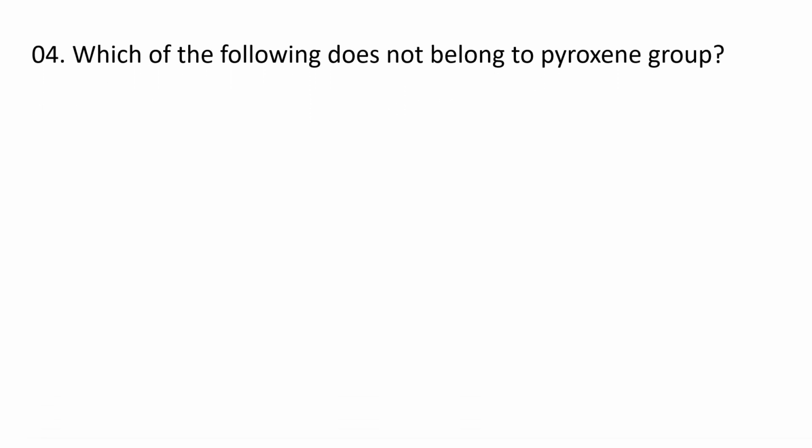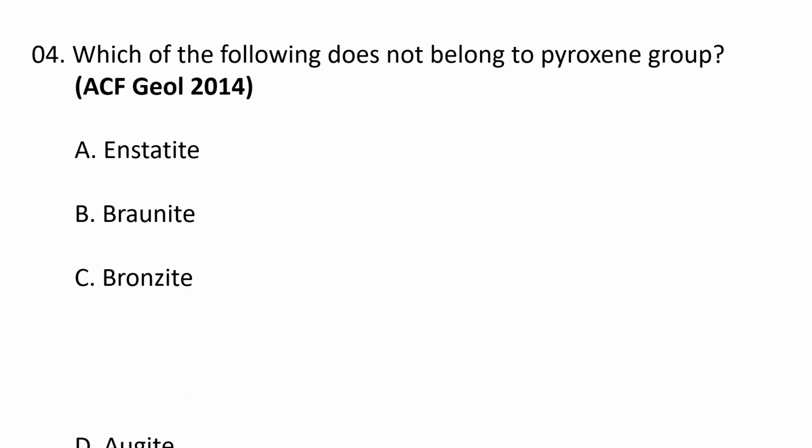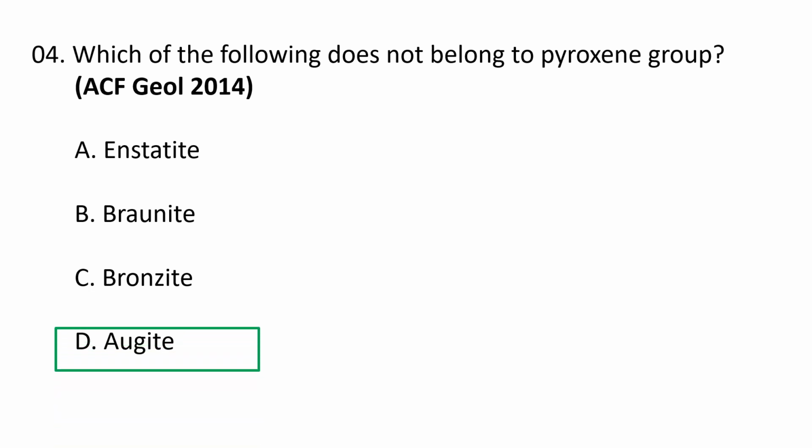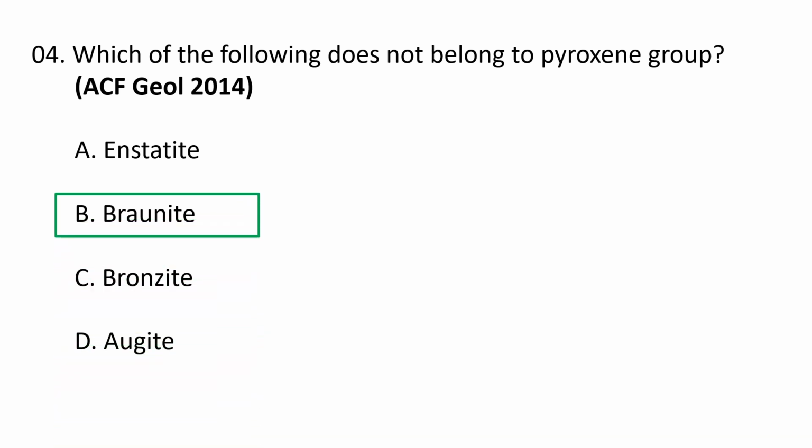Which of the following does not belong to pyroxene group? A. Enstatite, B. Braunite, C. Bronzite, D. Augite. So the correct option is Braunite. Enstatite, bronzite and augite all belong to pyroxene group, whereas braunite is a manganese silicate, so it does not belong to pyroxene group. So the correct option is B.